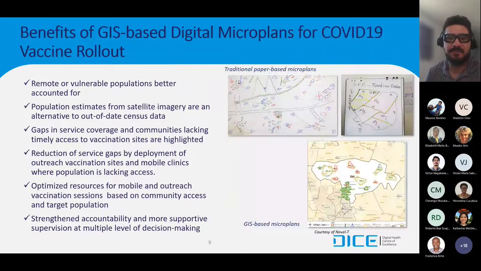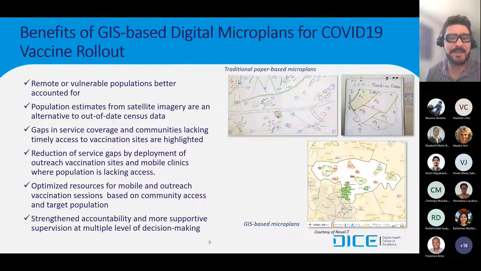So the application of spatial information to the microplanning process, as you will see also in the use cases we'll present later, has demonstrated in a number of country applications some clear benefits with respect to the traditional use of paper-based hand-drawn maps or sketches, which is generally the common way to go about microplanning. It has been shown that the process can improve microplanning in a number of ways. The most remote and vulnerable populations can be accounted for in microplans. Population estimates from satellite imagery can be an operational alternative where census data are out of date.